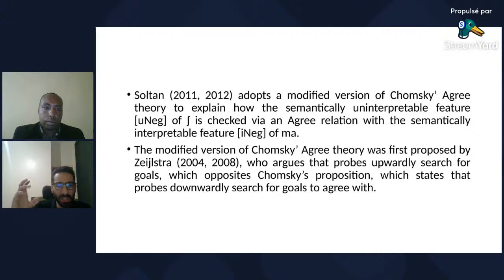Soltan adopts a modified version of Chomsky's Agree theory to explain this semantically uninterpretable feature of sh, checked via an Agree relation with the semantically interpretable feature of ma. The modified version of Chomsky's Agree theory was first proposed by Zeijlstra's hypothesis, who argues that probes upwardly search for goals, which opposes Chomsky's proposition, which states that probes downwardly search for goals to agree with. So they claim that they are adopting Chomsky's concepts, but when it comes to the application, they modified the version. Okay, it's the opposite, which is a serious problem. This is a serious conceptual problem.